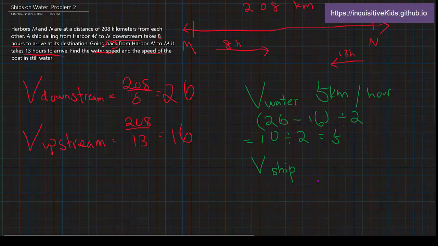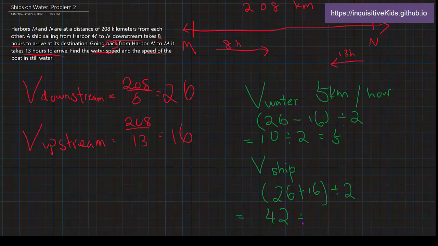What is the velocity of the ship? The ship, do you still remember its formula? It's the same thing as the water one, except that it's the sum divided by 2. So that would be 26 plus 16 divided by 2. What is 26 plus 16? You will get 42. So 42 divided by 2 is equal to 21, right? So then the velocity of the ship is 21 kilometers per hour.